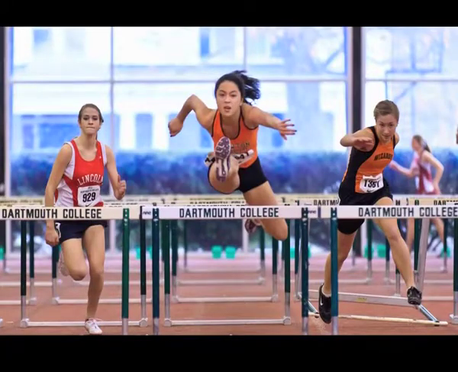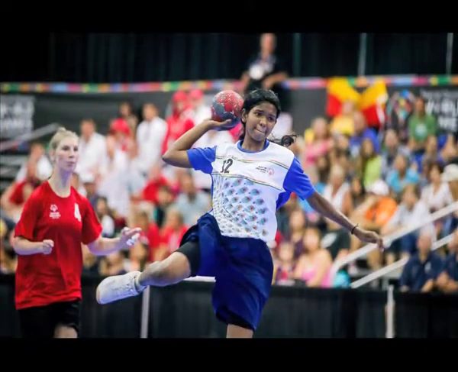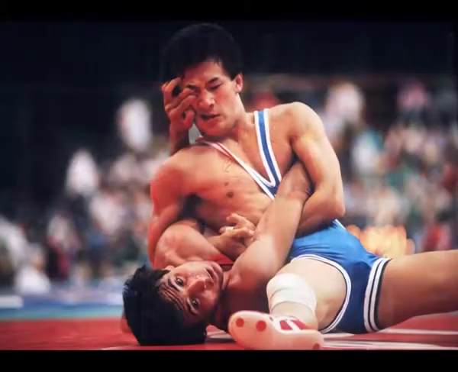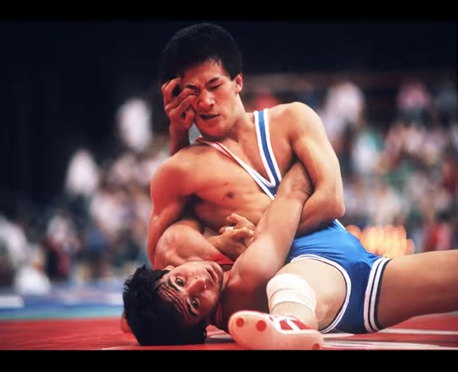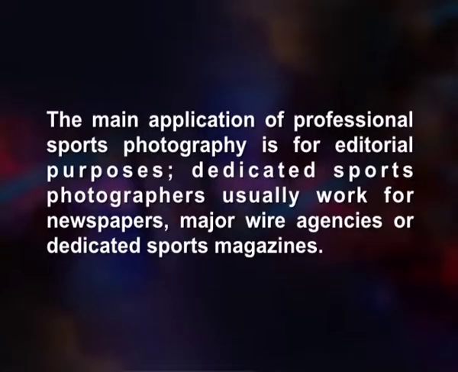5. Sports photography. It refers to the genre of photography that covers all types of sports and game events. In the majority of cases, professional sports photography is a branch of photojournalism, while amateur sports photography such as photos of children playing association football is a branch of vernacular photography. The main application of professional sports photography is for editorial purposes.